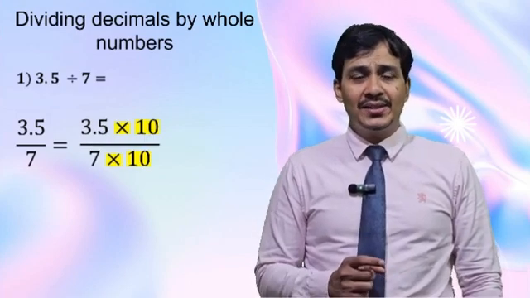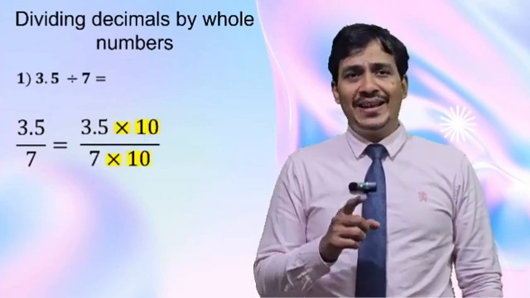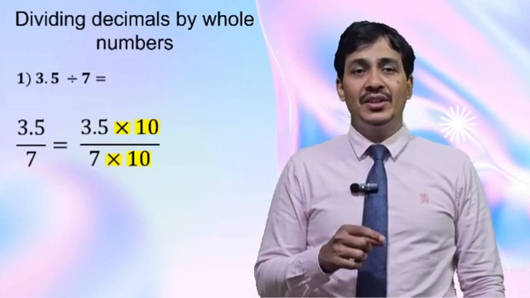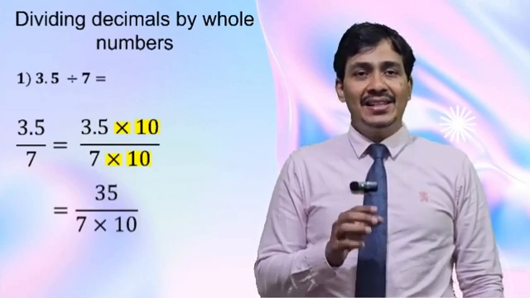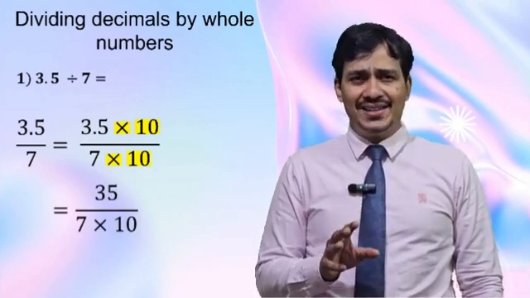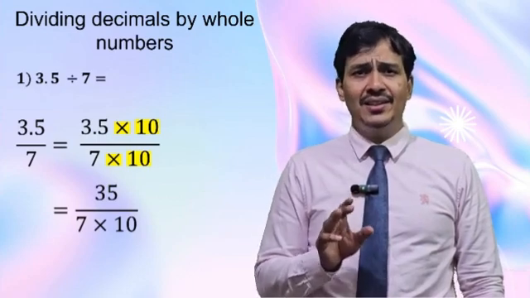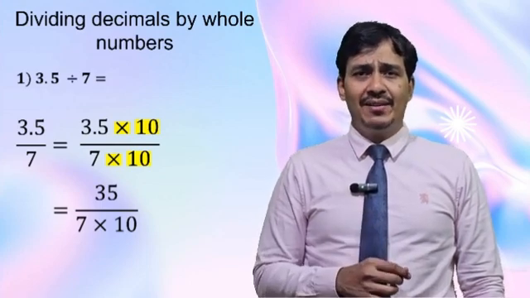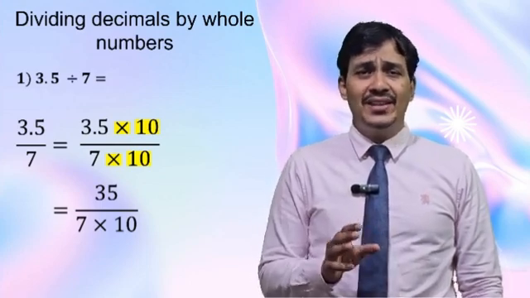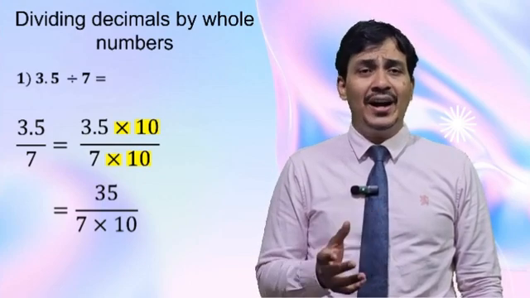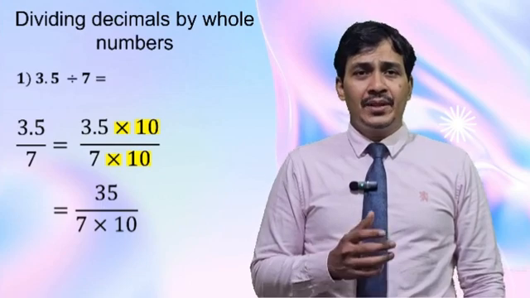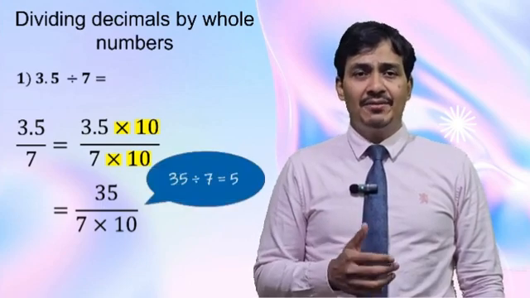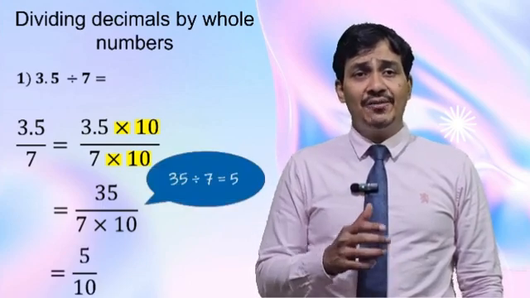So what this does is, when you multiply 3.5 by 10, it becomes 35. And 7 times 10, I'm going to keep it as it is. I'm not going to use the 10 in the denominator. Let us divide 35 by 7. Now 35 by 7, very easy. It should be 5, right? 35 divided by 7 is 5. So I'll get the answer as 5 over 10.